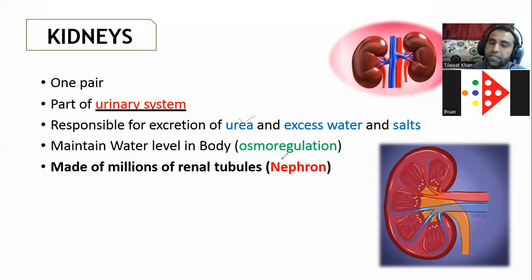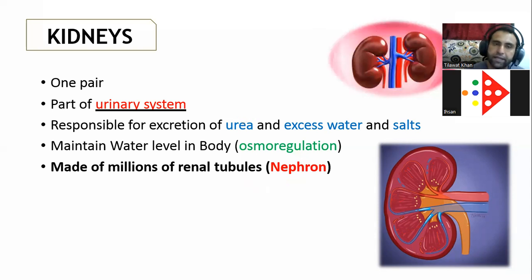Now, what is the basic unit of the kidney? What are the structures that form the kidney? Millions of renal tubules are present in your kidney, right? Those renal tubules are called nephrons. That are called what? Nephron. They are present here, here. Millions of nephrons are present in your kidneys, right? So the function of the nephron is to filter blood of metabolic waste.